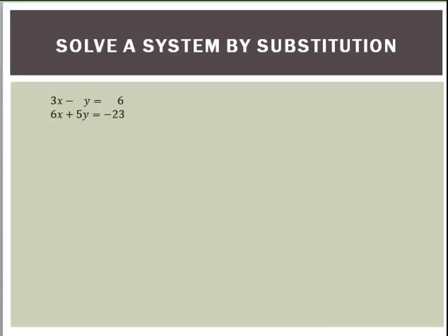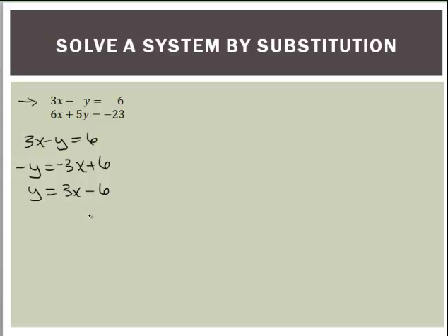So the next way we're going to learn to solve a system is by substitution. The very first thing that you want to do is solve one equation for one variable. I think this would probably be the easiest one. So we have 3x minus y equals 6. I'm going to solve it for y. So we'll subtract 3x from both sides and divide everything by negative 1. So we get y is equal to 3x minus 6.